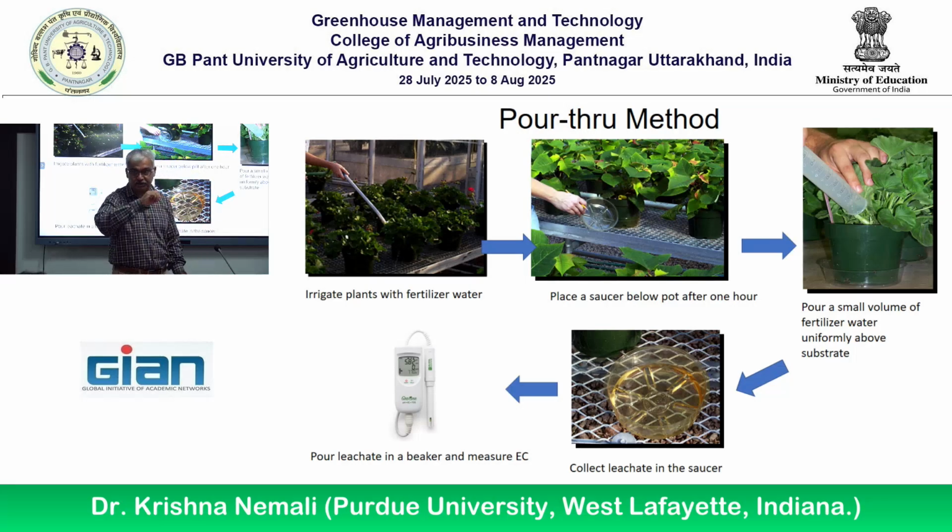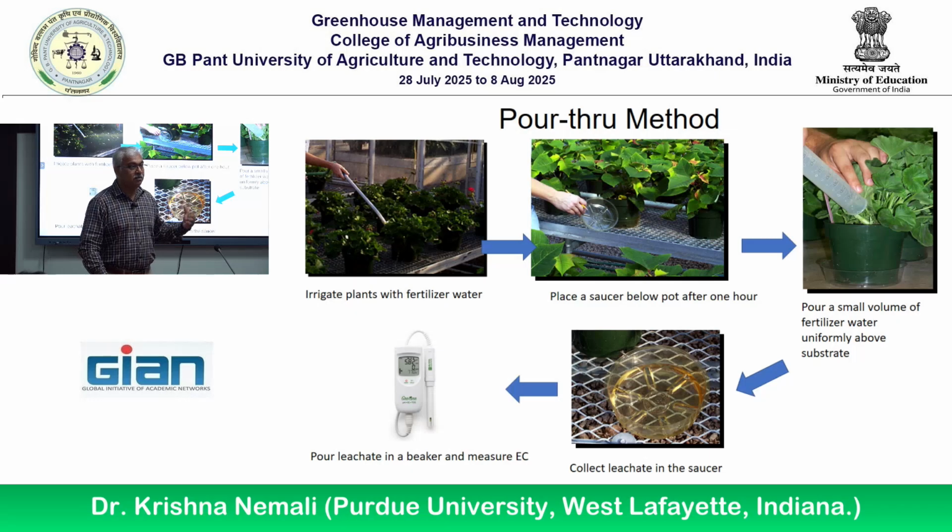You have to apply a little bit at the top, and then you collect it. See this one? When we poured something like that, the brown color water is getting collected in the saucer. This brown color water is nothing but what was in the substrate, in the pores. It contains all the salts, and you put it in a beaker and you measure it. Now you know the EC of the fertilizer concentration that is there inside the pores of the substrate. That is what the roots are seeing. That's called the pour through method.